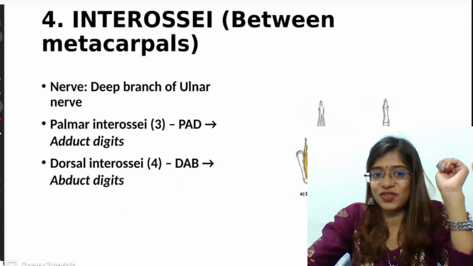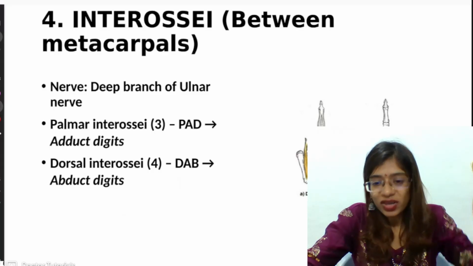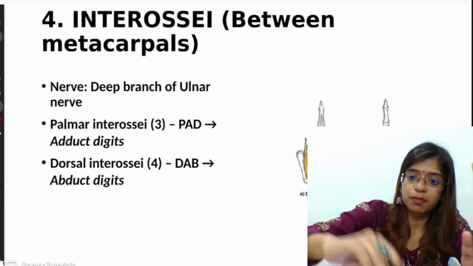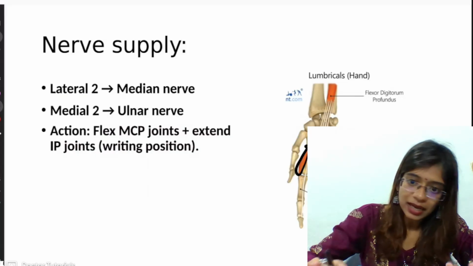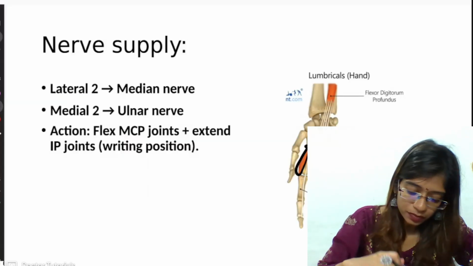Now the last group of muscles. See, the group is not in order. It's not like the first muscle you have to write in the palm is the thenar, then the hypothenar. There is no specific order. You can write it in any order.